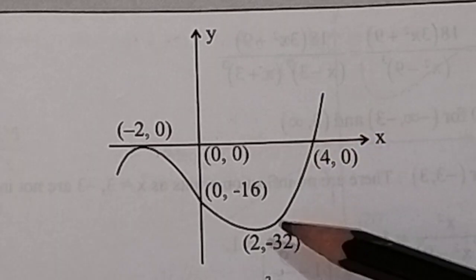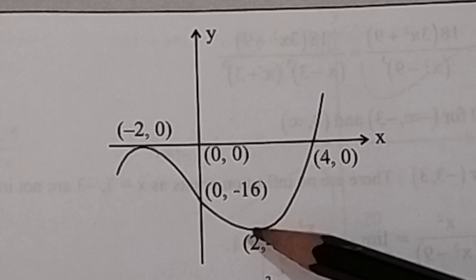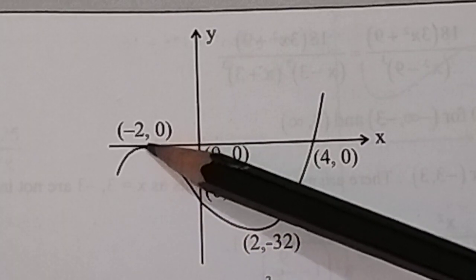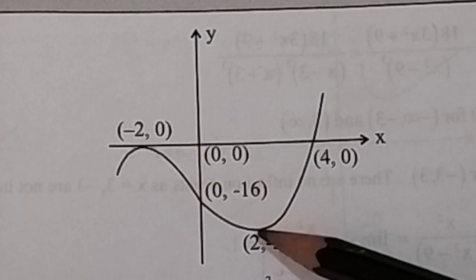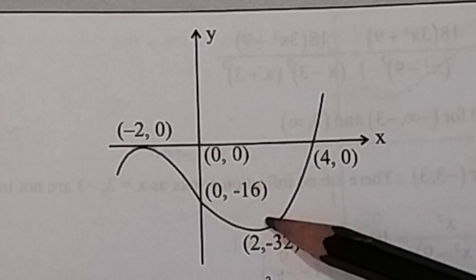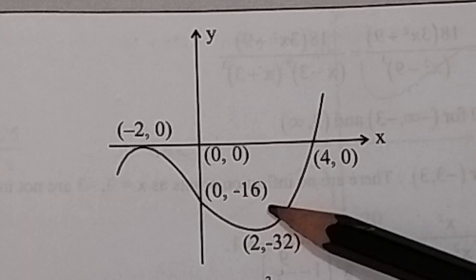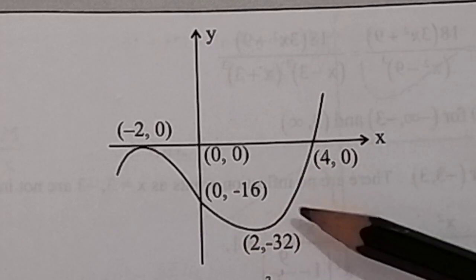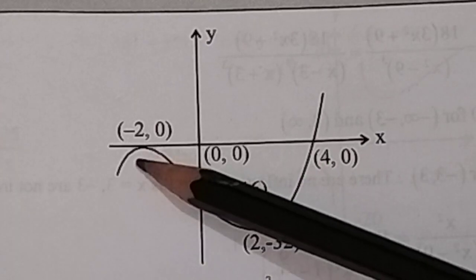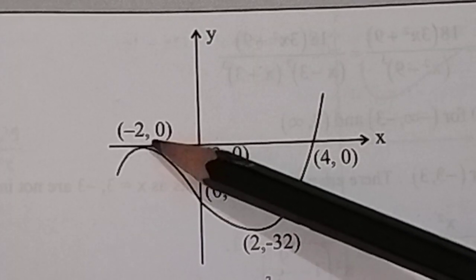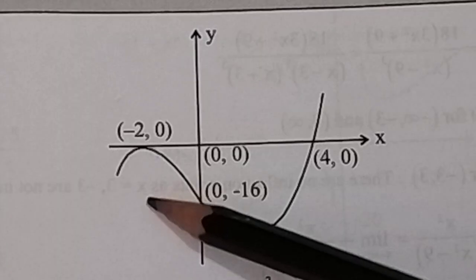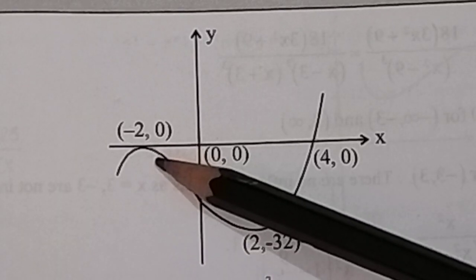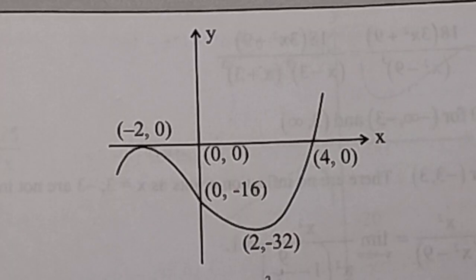And we have found out that there are critical points at plus 2 and minus 2. You see, you will have critical points minus 2 and plus 2. And at plus 2, we have found out the second derivative is greater than 0. So the function is concave upward. And at x equal to minus 2, the second derivative is less than 0. So the function is concave downward or convex upward. So in this way you can plot the graph of the function y equal to x cube minus 12x minus 16.